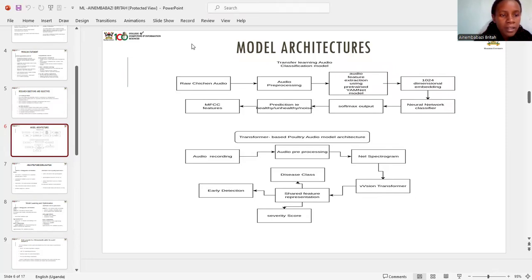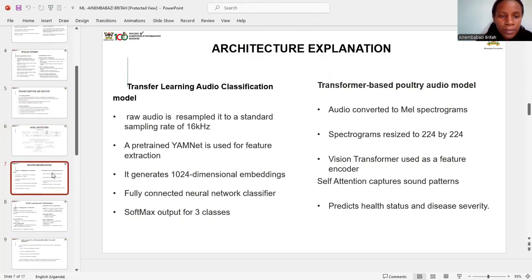My name is Ainemba Asbita, and I'm going to talk about the two models that we trained for our project. One of the models is a transfer learning audio classification model, and the second one is a transformer-based poultry audio model. Both of these models follow different approaches to learn the patterns from the audio data, but aim to achieve the objective of detecting respiratory disease sounds. I'm going to first talk about the transfer learning audio classification model.